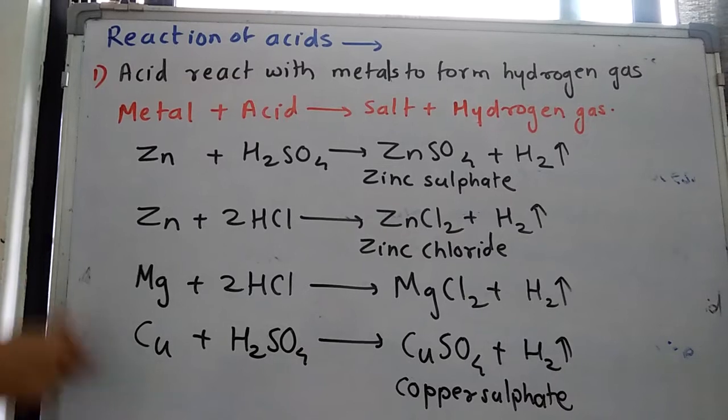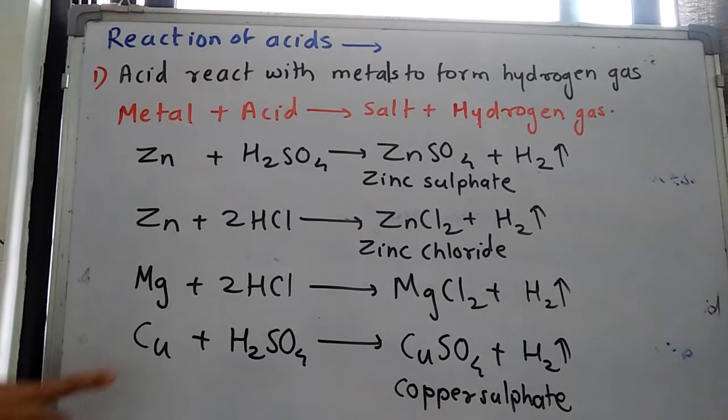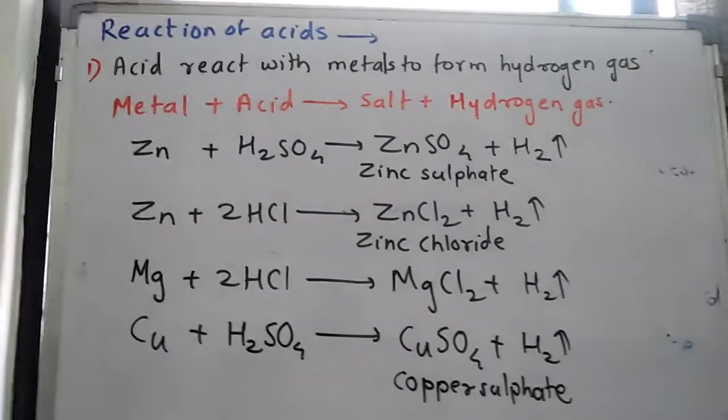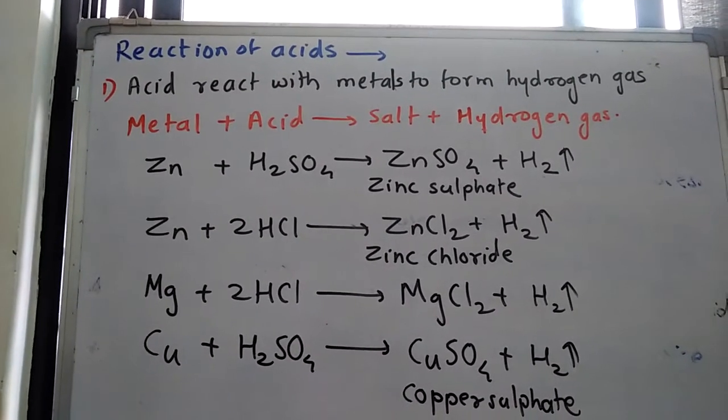Now if we take copper, copper reacts with sulfuric acid, H2SO4. So here we will get copper sulfate and hydrogen gas is formed. So what is the general statement? Metal reacts with acid to form salt plus hydrogen gas.